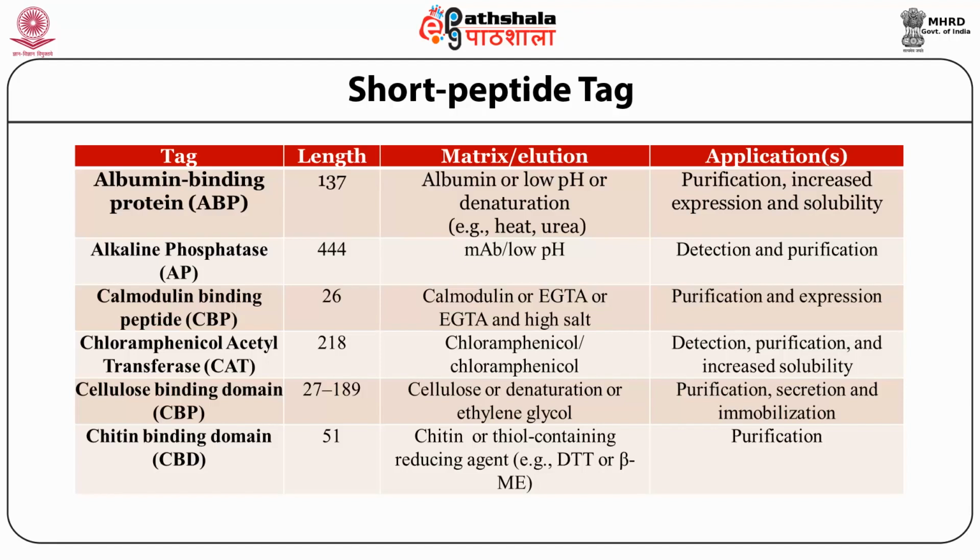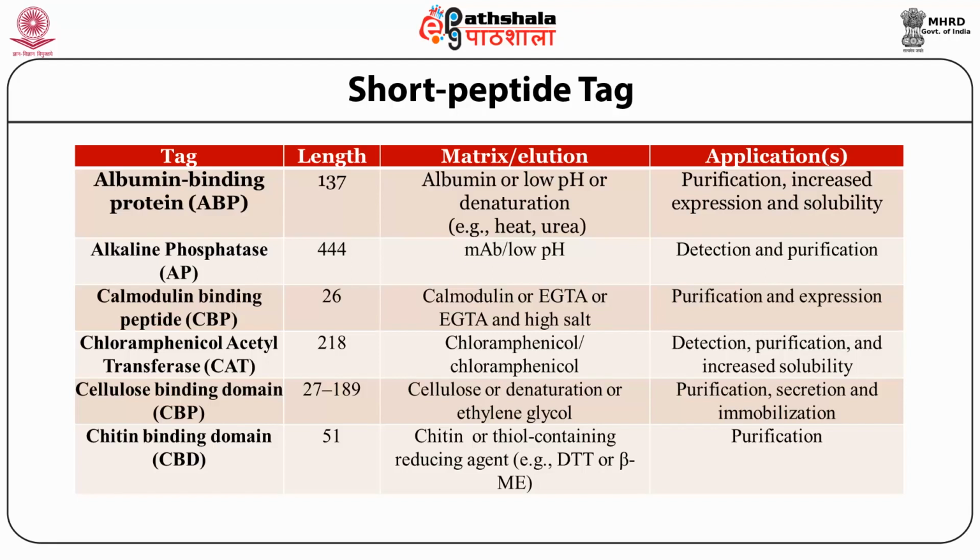Another one is calmodulin binding protein. Again, the matrix is made up of calmodulin, and it can be eluted by buffer containing high salt, used for purification and expression purposes again, and then chloramphenicol acetyl transferase. For these tags, the matrix is chloramphenicol. It is used for detection and purification as well as increased solubility.